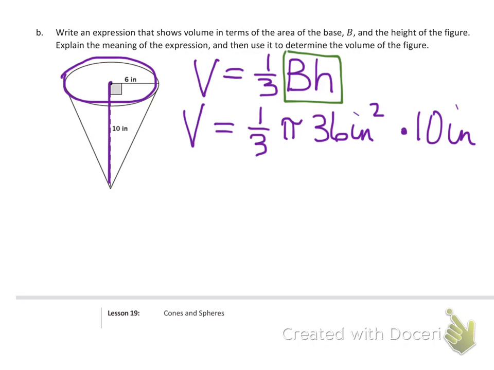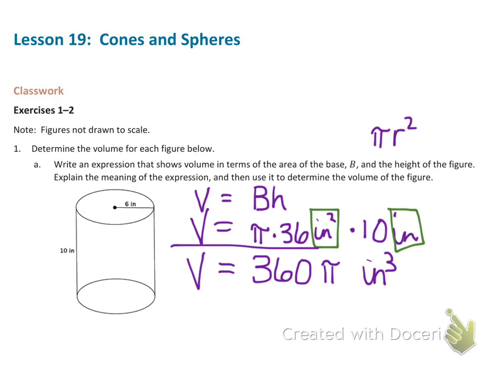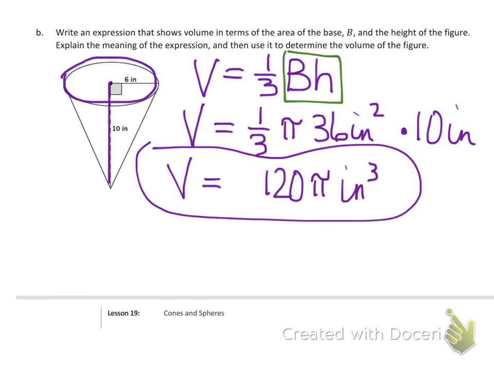Okay, so let's go ahead and straighten that out. So we've got our units are inches cubed. We've got 1/3 times, let's do 1/3 times 36, which is 12, times 10, which is 120. 120 pi, because we still have that factor of pi right here. 120 pi inches cubed. And they didn't tell us to use something for pi, so we're going to leave it in terms of pi. So it's 1/3 of that. Okay, so let's keep going here.